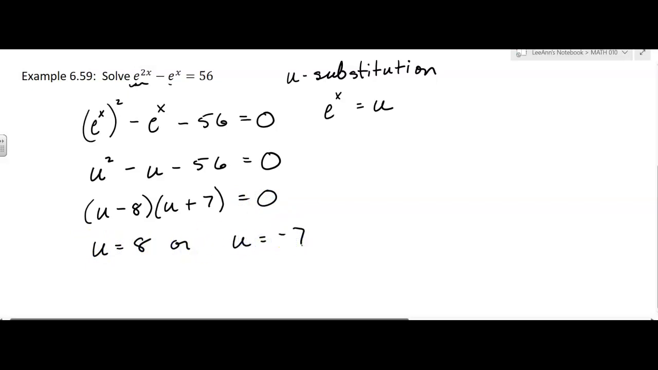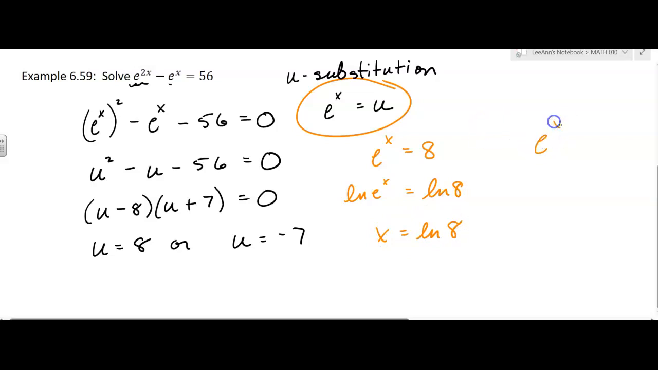So then you go back to your u substitution and you say two things. E to the x equals 8. Okay, we can solve that. We'll just take the natural log of both sides. So natural log it, or x equals the natural log of 8. Okay, so now let's do the other one.